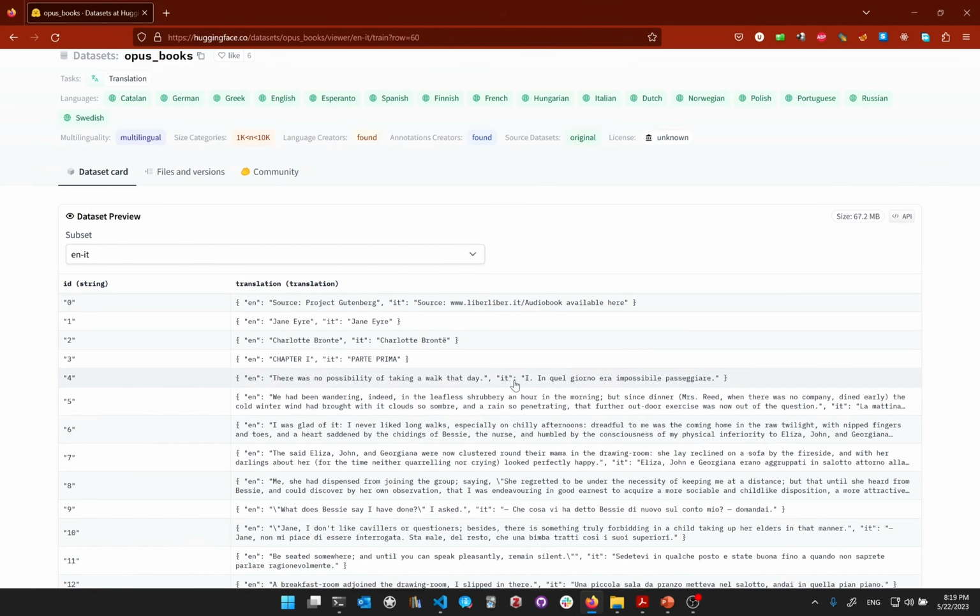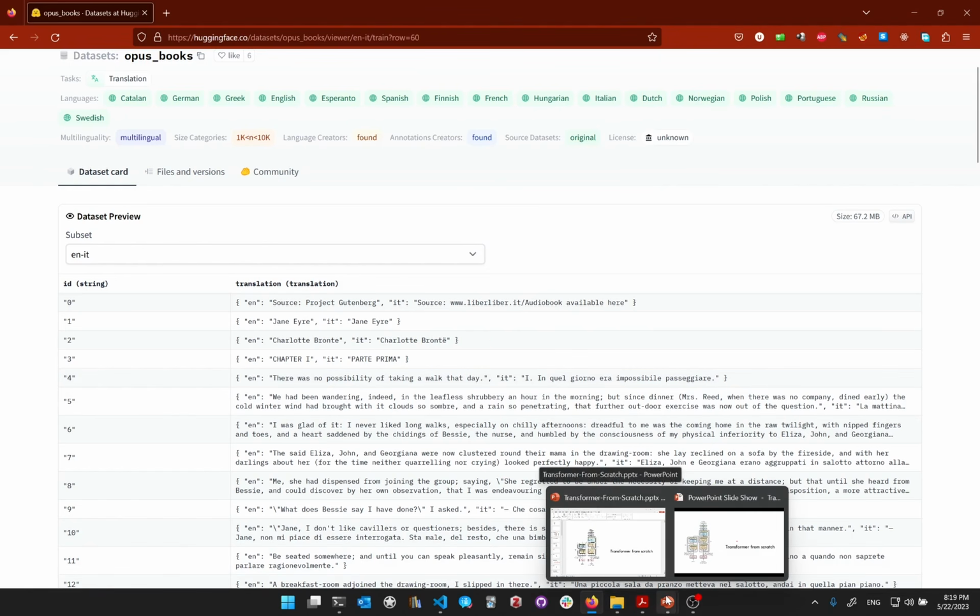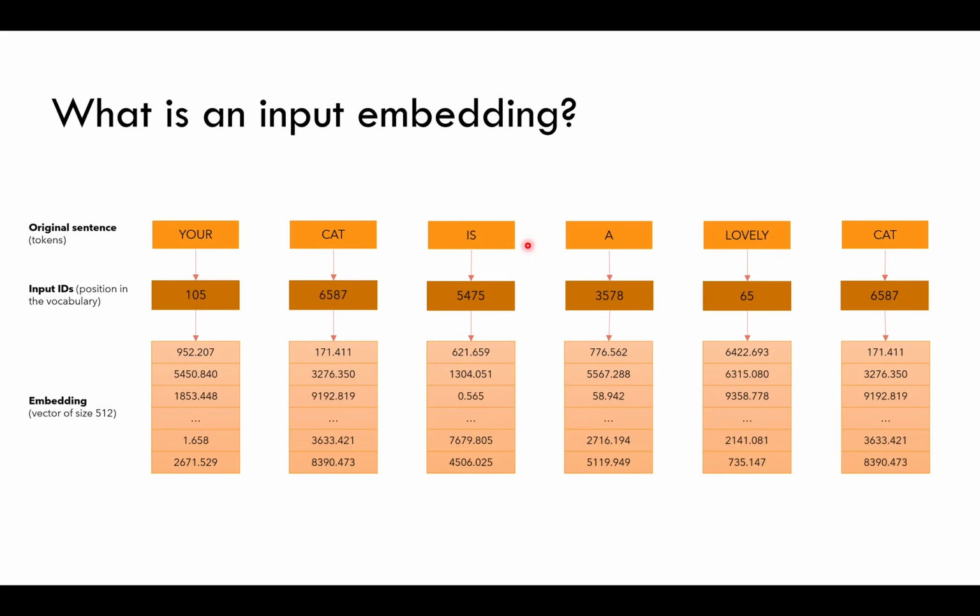We will do it step by step. So first we will make the code to download this data set and to create the tokenizer. So what is the tokenizer? Let's go back to the slides to just have a brief overview of what we are going to do with this data. The tokenizer is what comes before the input embeddings. So we have an English sentence, for example, your cat is a lovely cat, but this sentence will come from our dataset. The goal of the tokenizer is to create these tokens, so split this sentence into single words, which has many strategies.